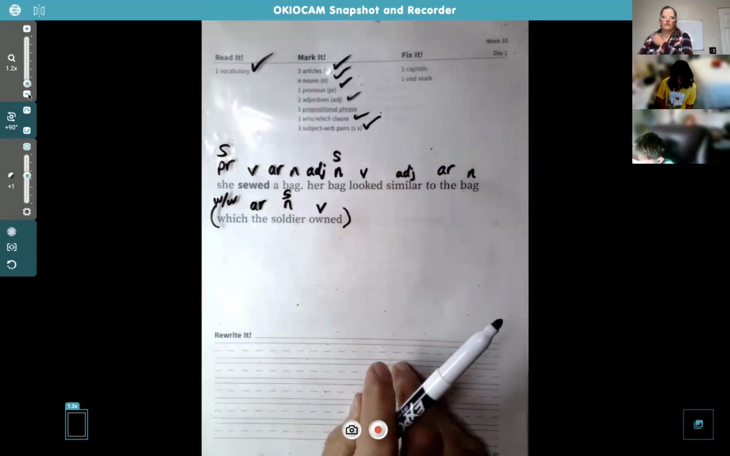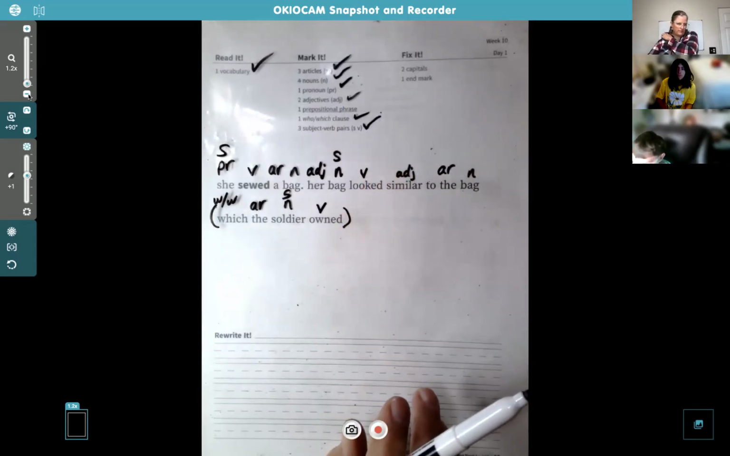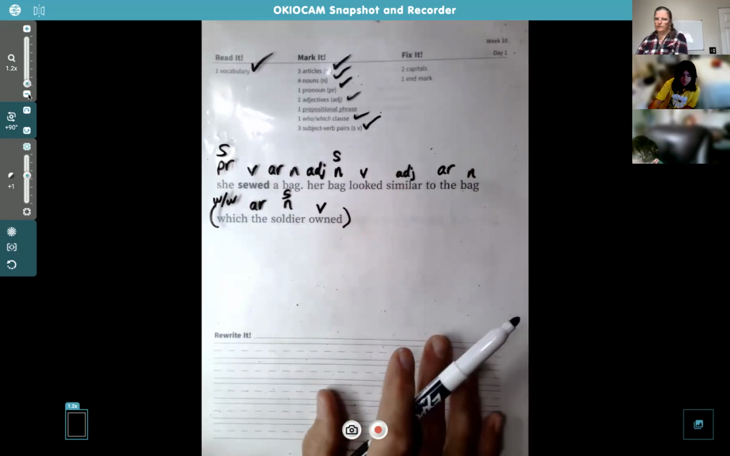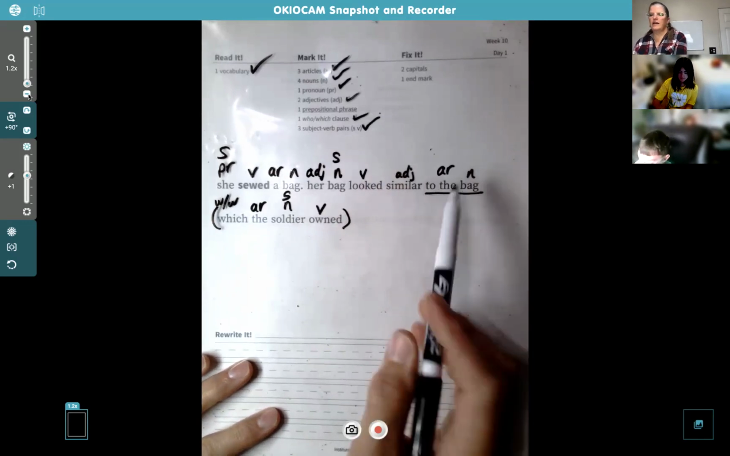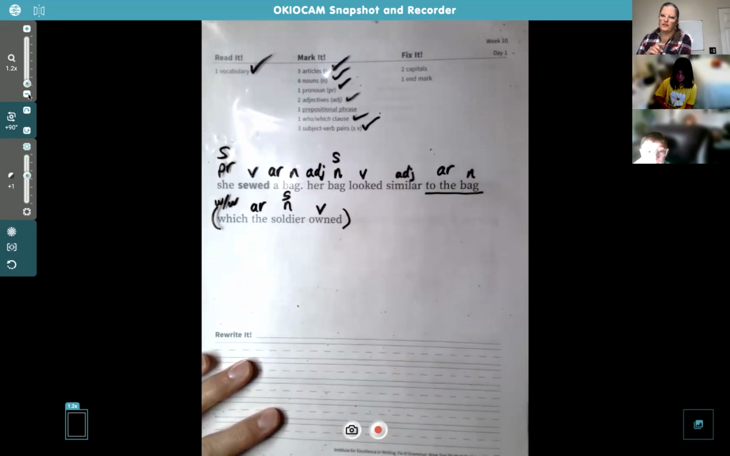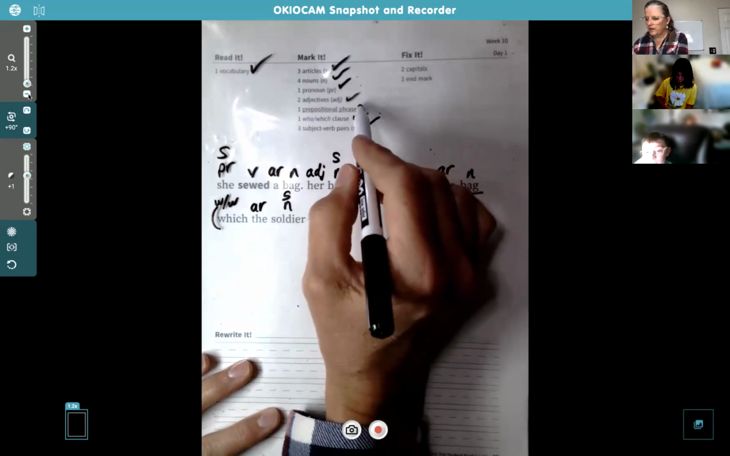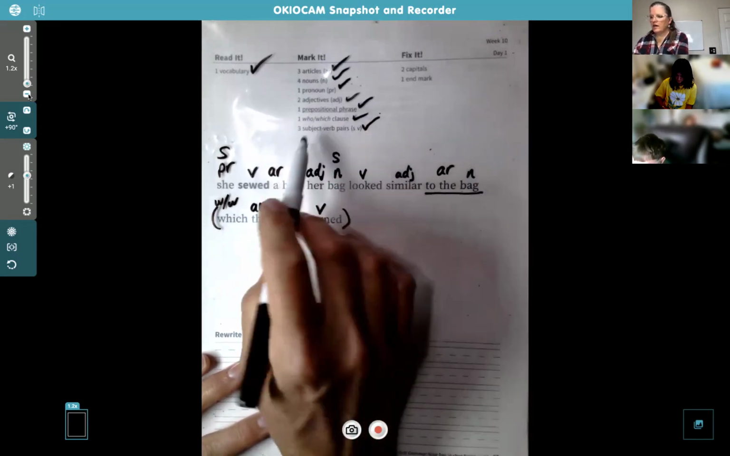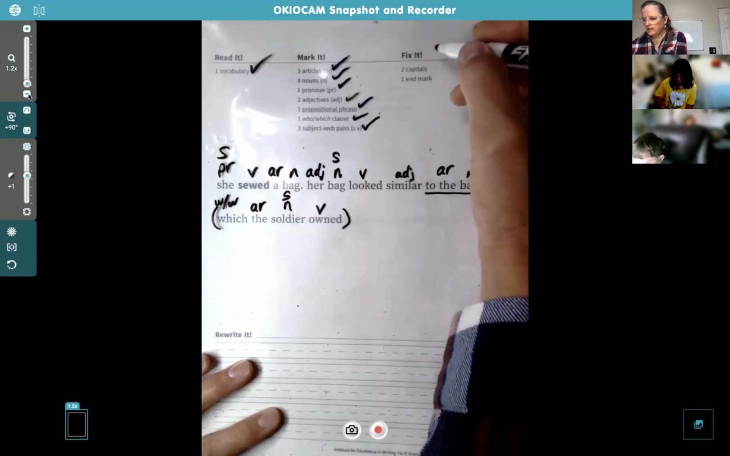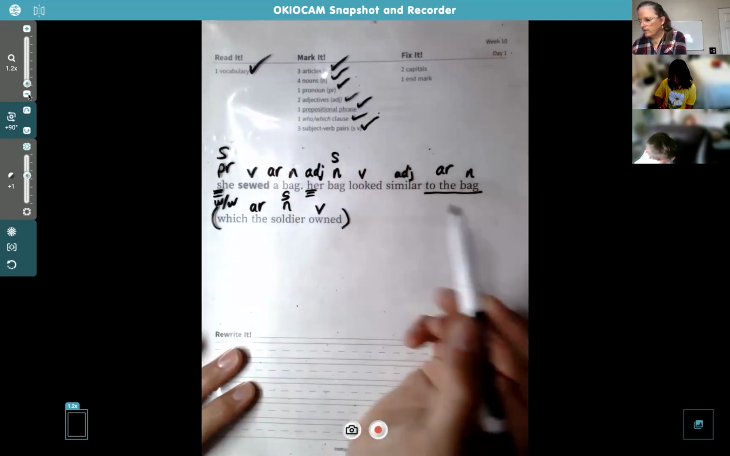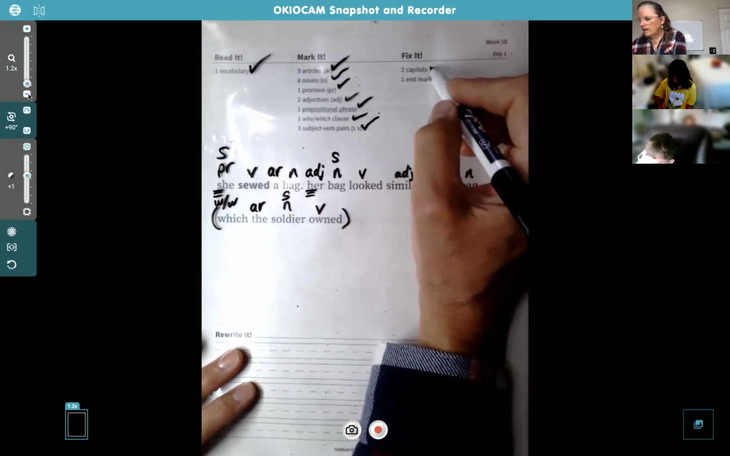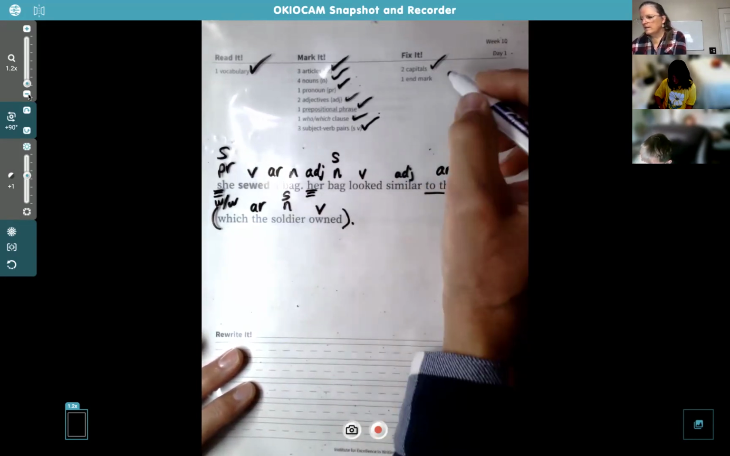And now the prepositional phrase, Amber, do you see that one? To the bag. So to does not, and I heard you, Anthony, earlier say that. So you were thinking ahead, but to the bag is the prepositional phrase. Capitals, go ahead and find those by yourself. And then end mark is just a period.